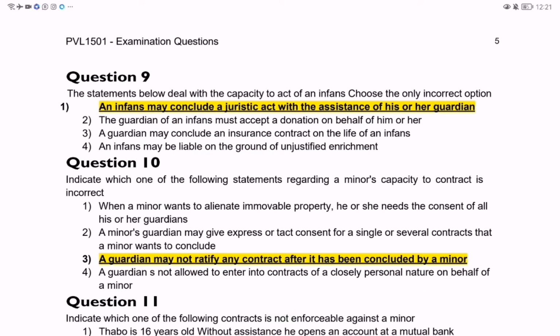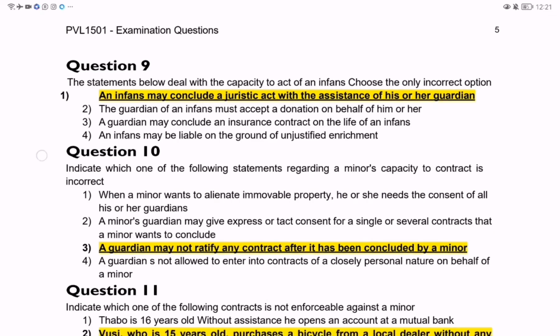The statements below deal with the capacity to act of an infant. An infant is somebody who's under the age of 7. Choose the incorrect option. An infant may conclude a juristic act with assistance of his or her guardian. No. This is somebody who's 7 years old. No. They don't have any capacity to act.